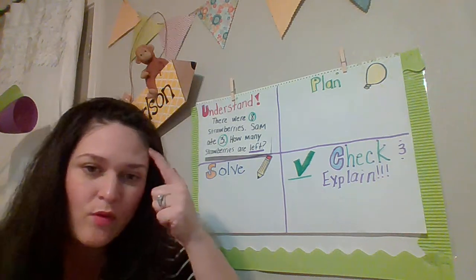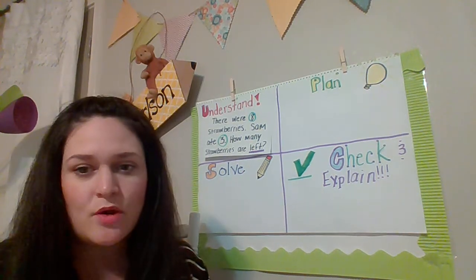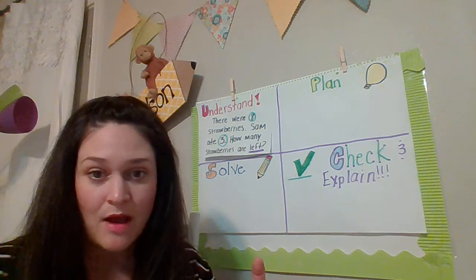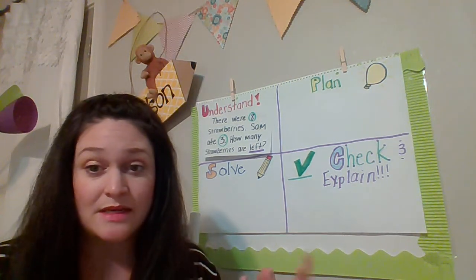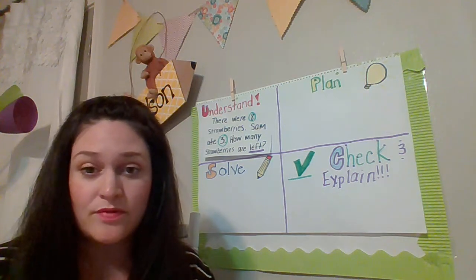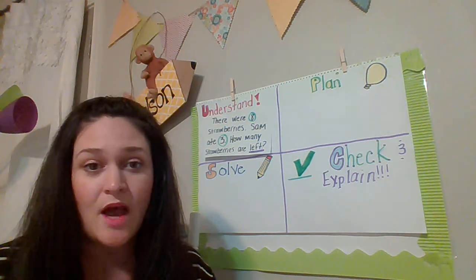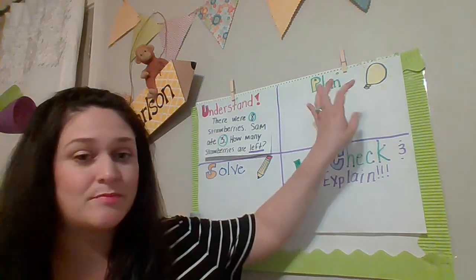And I see this when it says how many are left. I remember that that word goes with subtraction. So I know that they're starting with a certain amount. Someone's eating some and they want to know how many are left. And so my number is going to get smaller and I know that that's subtraction. So now that I understand the problem, now I have to plan.